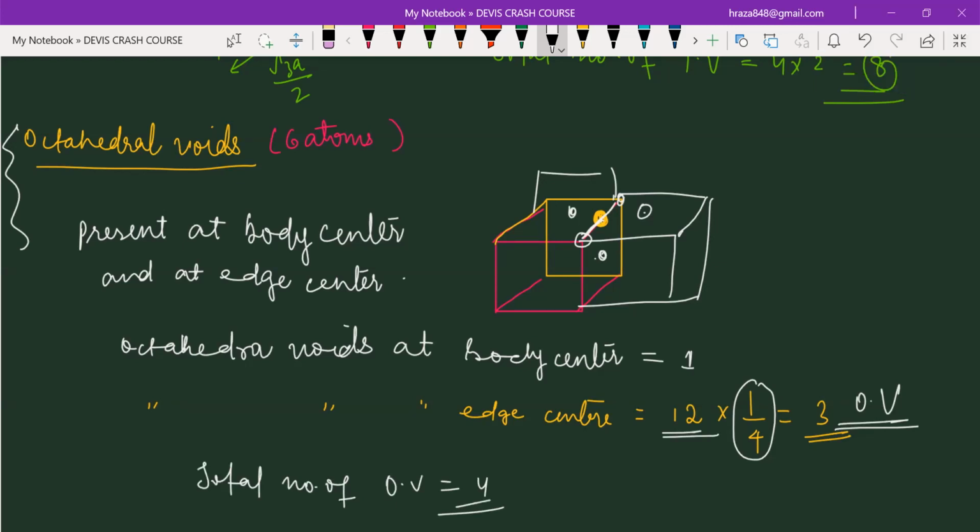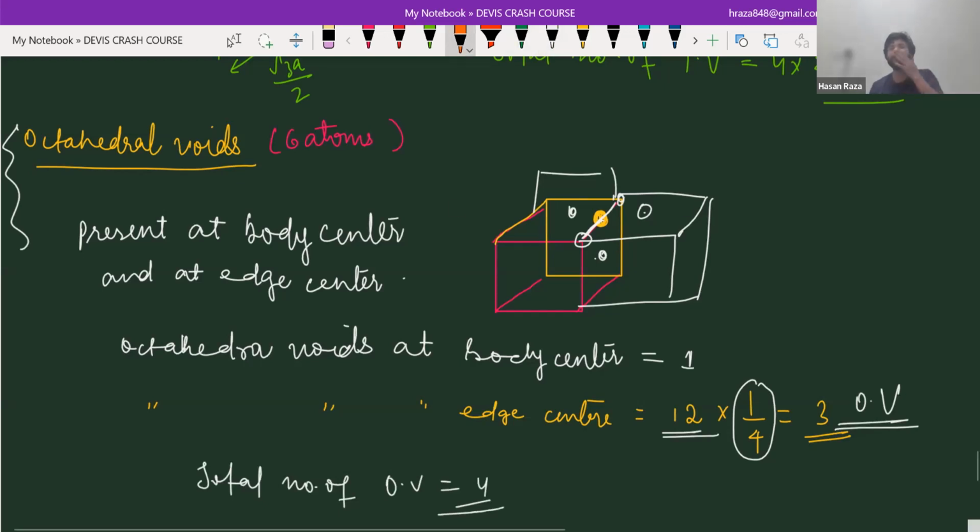Wait, explain that one more time. Yes, okay. See, octahedral voids present in a cube are due to two reasons, or at two places.